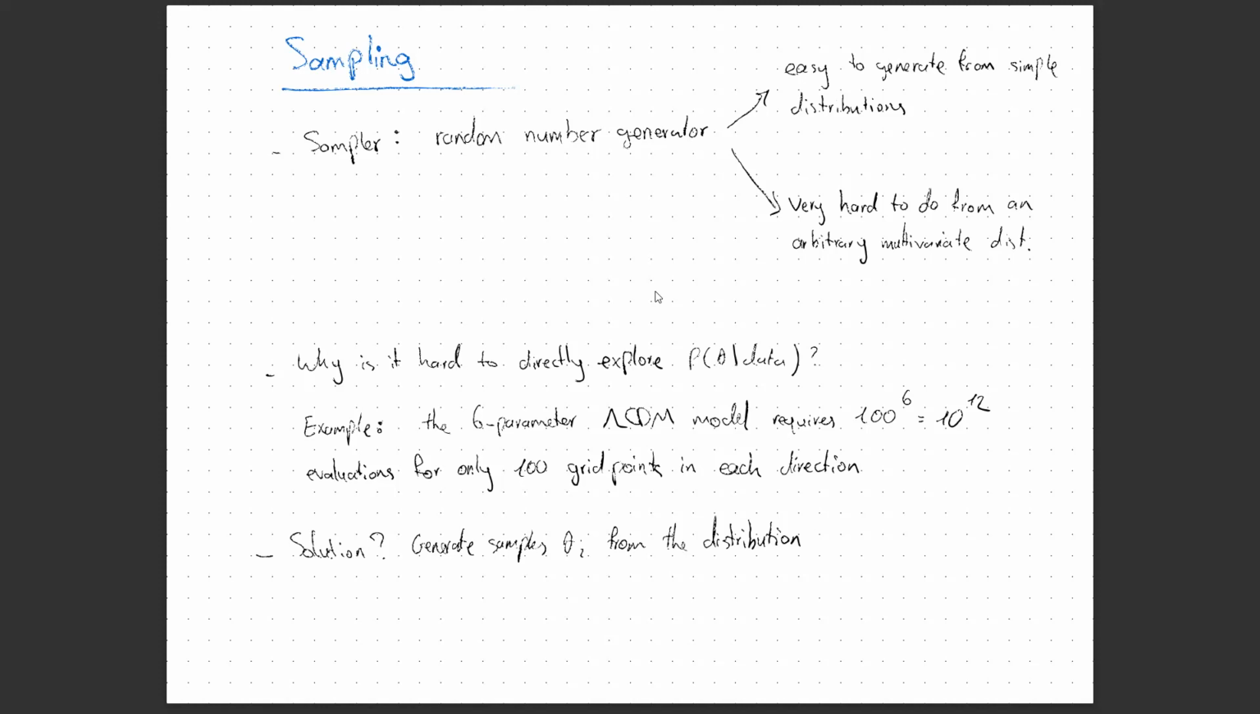One could ask, well, why not just directly explore the posterior? Well, the thing is, let's take the 6-parameter lambda CDM model. It requires 10 to 12 evaluations for only 100 grid points in each direction. Apart from being time consuming, it's very computationally expensive. So what is our solution here? We can generate samples from the distribution.